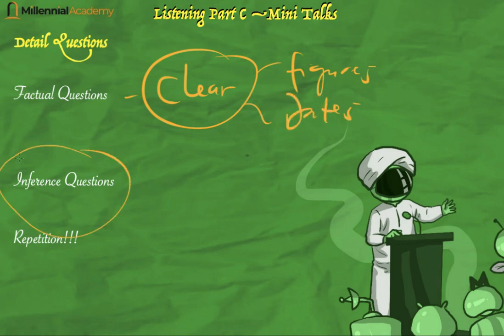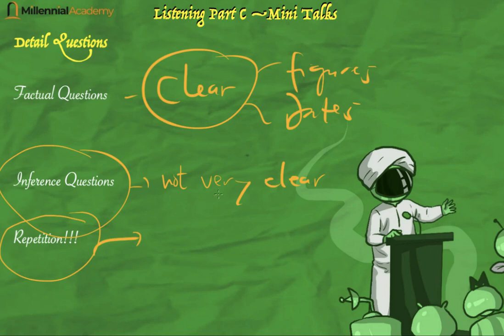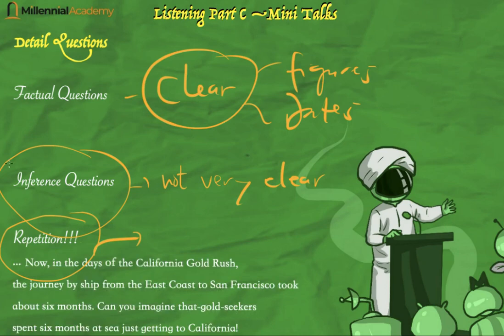Kemudian ada inference, ada juga inference di sini. Ada pertanyaan yang agak tidak terlalu clear, ya, not very clear, tidak terlalu jelas, karena dia sifatnya inference. Misalnya what can be implied, what does the speaker imply, ya, dan seterusnya. Kemudian yang terakhir, ini poin yang penting juga, repetition. Hati-hati, biasanya kalau ada bagian pembicaraan yang diulang atau di repeat, itu biasanya penting, ya. Jadi kalau saya bicara dan ada yang saya ulang-ulang, it means that it's something important, dan kemungkinan besar akan ditanyakan di soal karena saya ulang-ulang. It's important, right? Misalnya ini ada contoh.